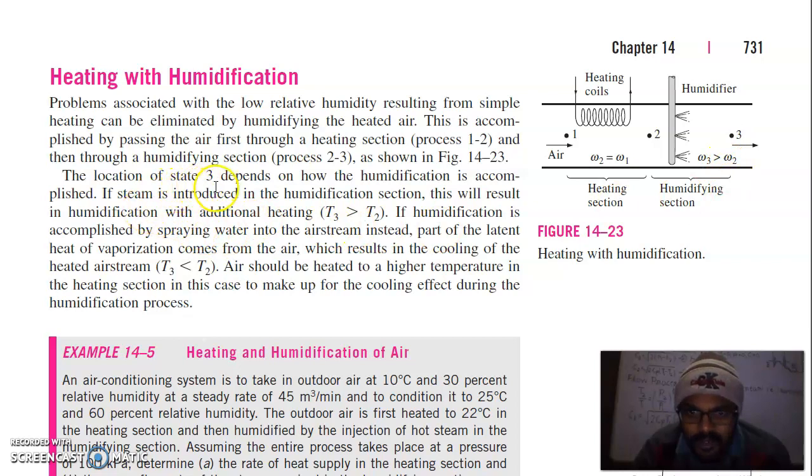The location of 3 depends on how humidification is accomplished. If steam is introduced in the humidification section, this will result in humidification with additional heating, that is T3 greater than T2. If humidification is accomplished by spraying water into the air stream instead, part of the latent heat of evaporation comes from the air, which results in the cooling of the heated air stream, that is T3 less than T2. Air should be heated to a higher temperature in the heating section in this case to make up the cooling effect during the humidification process.